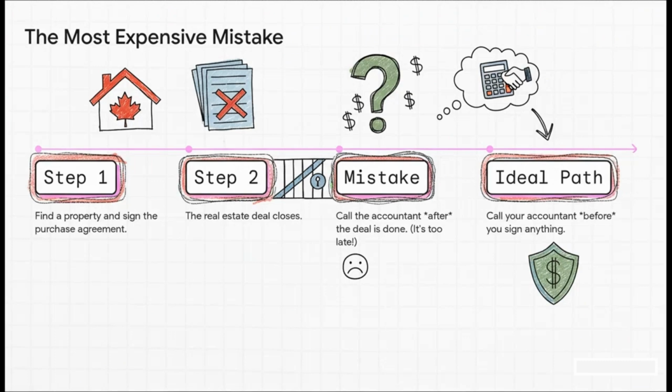Okay, look at this. This timeline shows the single biggest, most expensive mistake property investors make. They find a property, they get excited, they sign the papers, the deal closes, and then they call their accountant to ask about taxes. By that point, it's way too late. The decisions are made. The ideal path, the smart path, is to make that call before you ever sign anything.